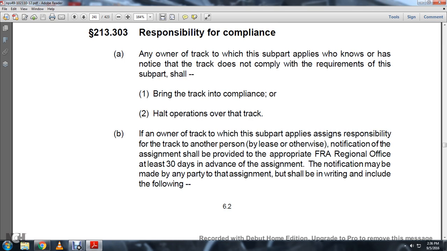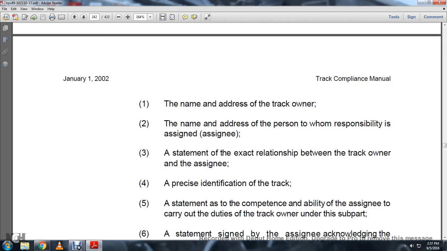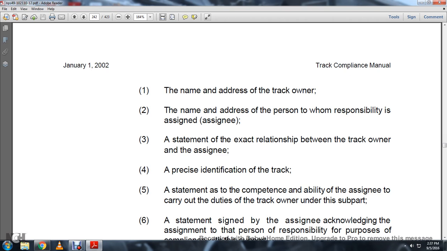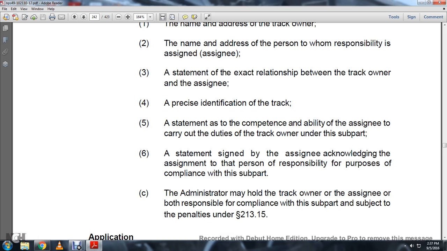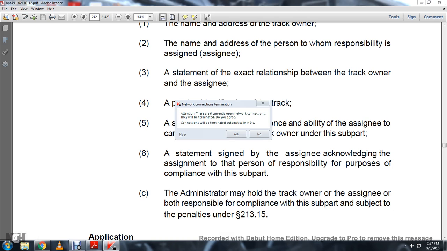B. If the owner of the track to which the subpart applies assigns responsibility for the track to another person by lease or otherwise, notification of that assignment shall be provided to the appropriate Federal Railroad Administration regional office at least 30 days in advance of the assignment. The notification may be made by the assignee and shall be in writing, including the following: 1. The name and address of the track owner. 2. The name and address of the person to whom responsibility is assigned, the assignee. 3. A statement of the exact relationship between the track owner and the assignee. 4. The precise identification of the track. 5. A statement as to the competency and ability of the assignee to carry out the duties of the track owner under this part. And C.